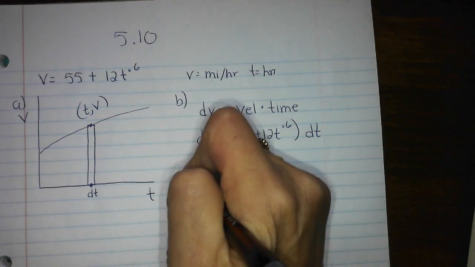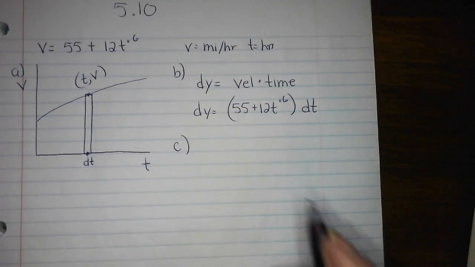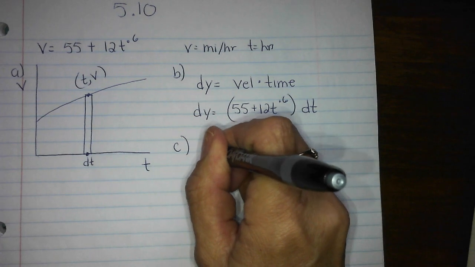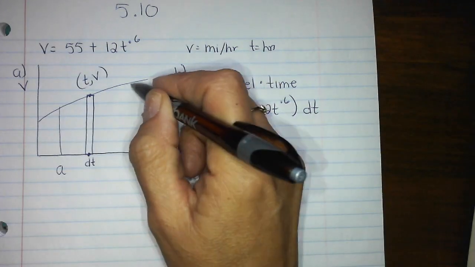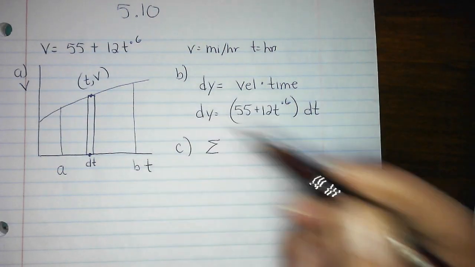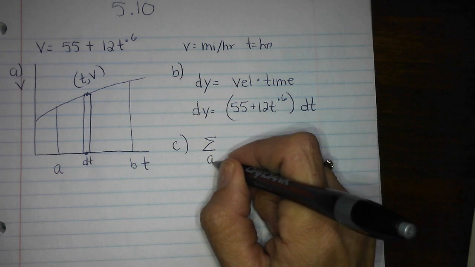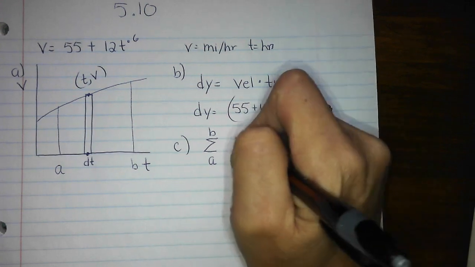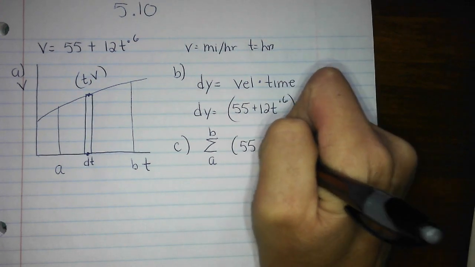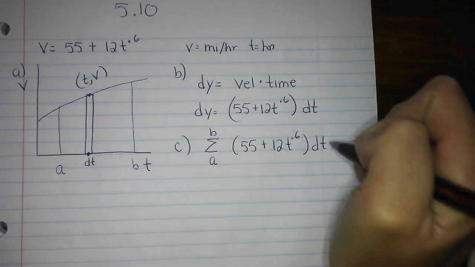Part C is asking you to write a Riemann sum for your approximate displacement y between A and B. Now we're going to say, if I go from time A to time B, I'm just going to add up all of the rectangular regions in there. Riemann sums are rectangles, so it's the sum from A to B of my distance equation, 55 plus 12t to the 0.6 dt.